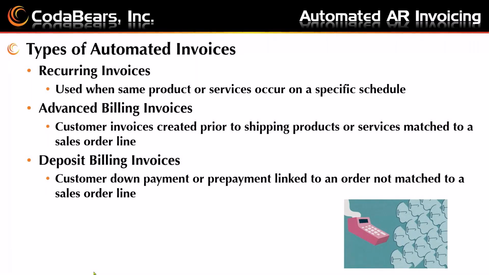Next is advanced billing, which is customer invoices created prior to shipping products or services and matched to a sales order line. We'll go through these in a little bit more depth on the future screens. Deposit billing invoices are used when a customer gives a down payment or a prepayment and it's linked to an order, but it's not matched to a specific sales order line.